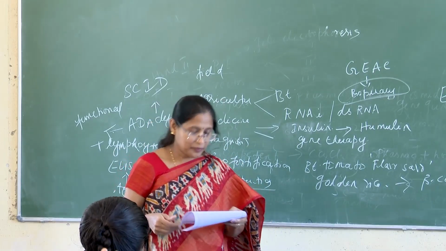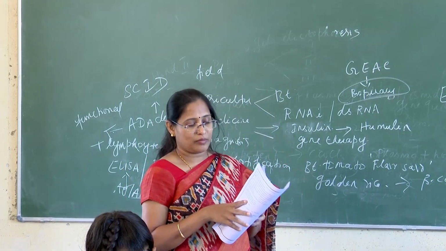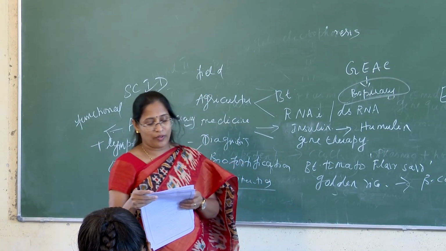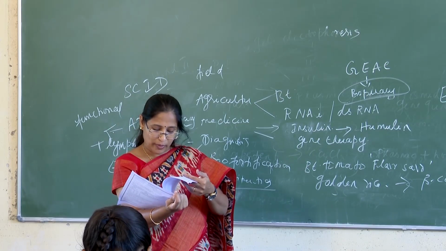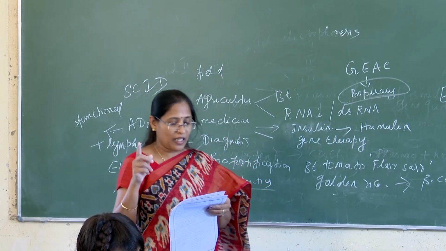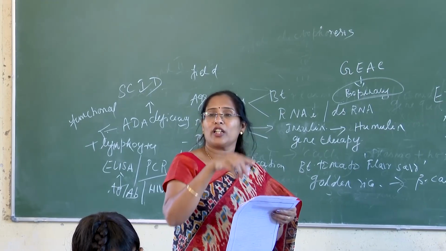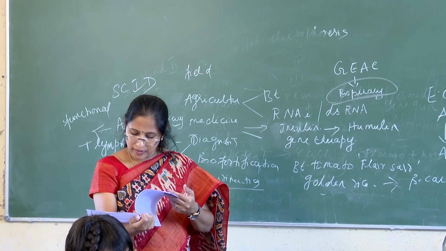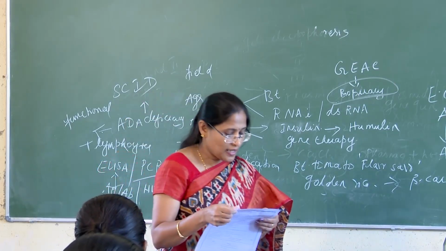Next, different steps of recombinant DNA technology are given below randomly. Now arrange and tell me. Which is the first step? Isolation of DNA or genes to be cloned, right? Then what is the second step? Insertion. That is what you missed, right? The second is insertion into the vector. Then the third step? Option C, right.